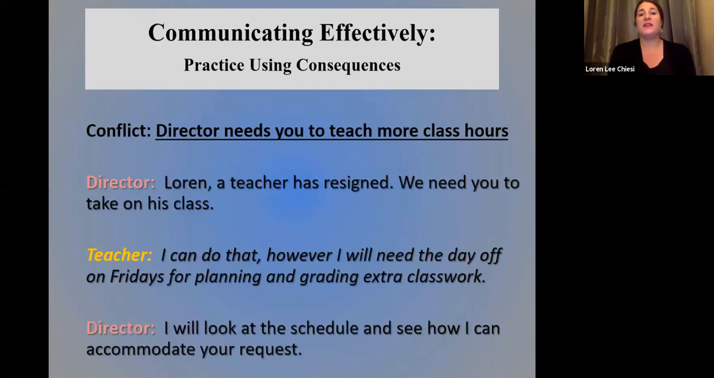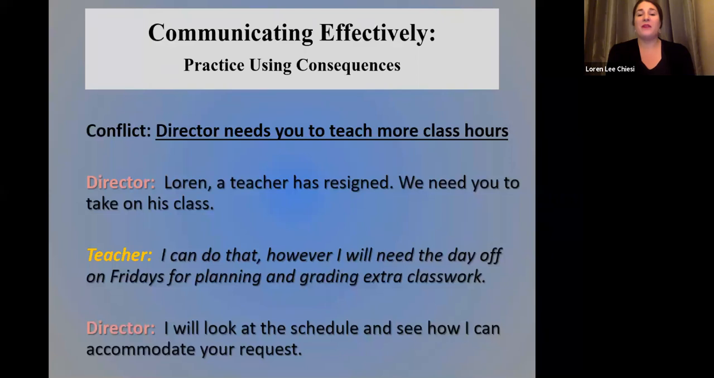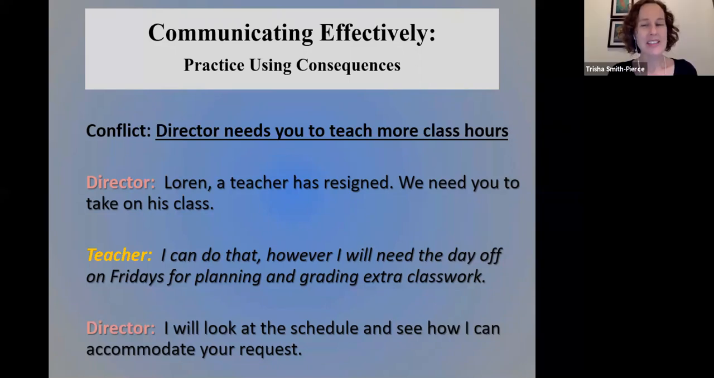So this is another example of using consequences in a dialogue. The conflict here is a director needs a teacher to teach more class hours. Loren, a teacher has resigned. We need you to take on his class. I can do that. However, I will need the day off on Fridays for planning and grading extra classwork. I will look at the schedule and see how I can accommodate your request.